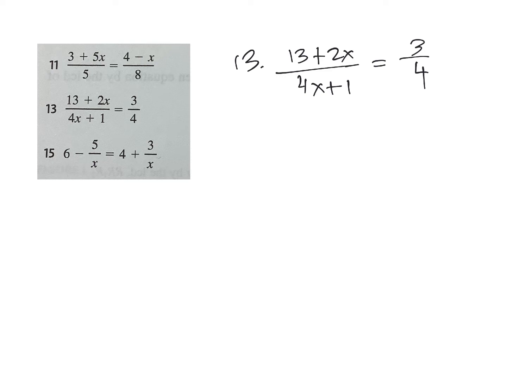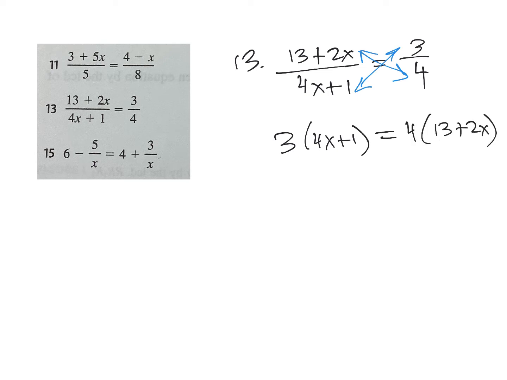Let's cross multiply on this one. Let's cross multiply here and there. So what you should have is 3 times 4x plus 1, and that's equal to 4 times 13 plus 2x. Again, you have to be fairly good at all of these to recognize what you should do first. We could have done any of the different ways to solve these. You're going to get the same answer, but this one seems to be easier.